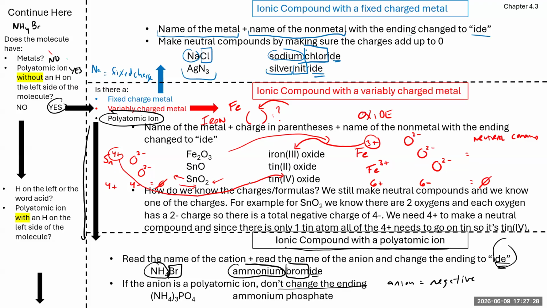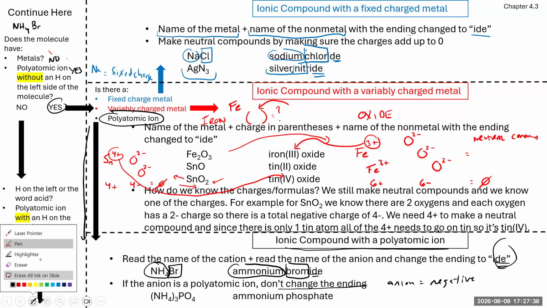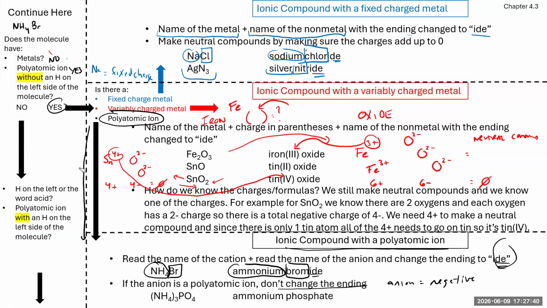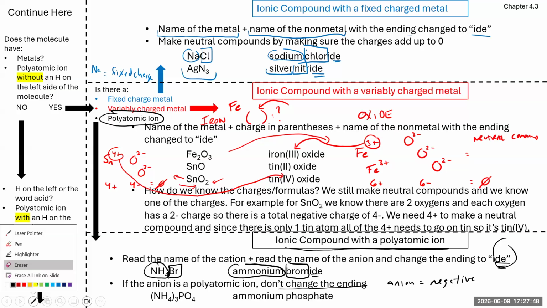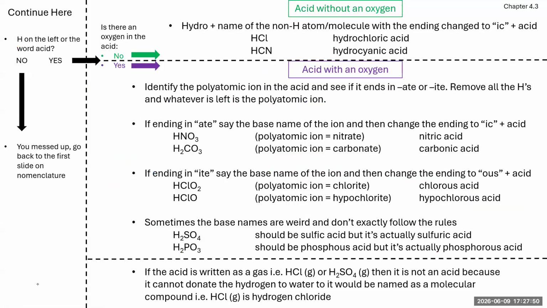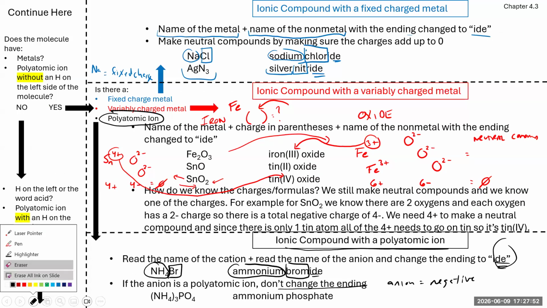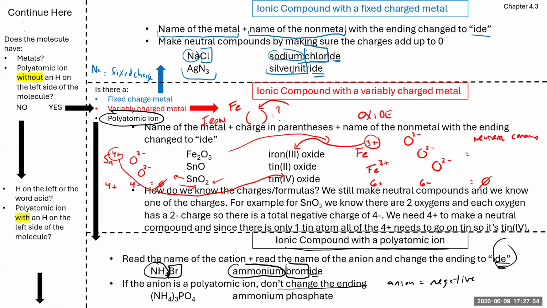We're always going to change the name to -ide if it's monoatomic, 1 atom. All right, so we named a bunch of stuff already. Let's continue and do a different one then. Okay, let's do a quick preview. Let's do green, something like HCl.